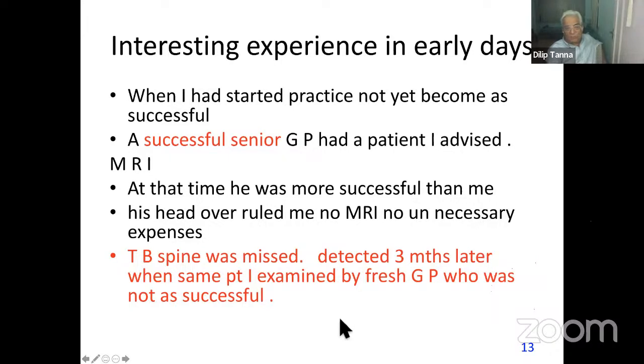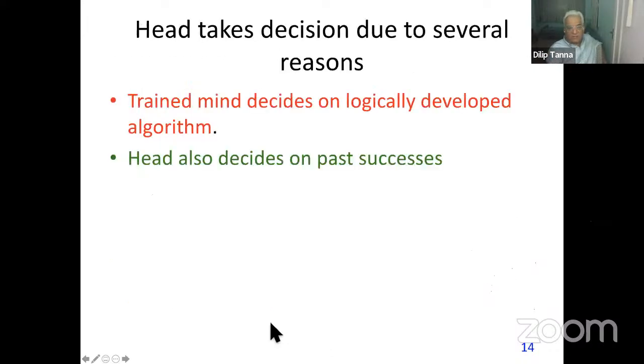So TB spine is one entity where very early you can detect, where in the MRI, all you see is the end plate, there is some inflammation. And this is all that is there. And if it fits in with the symptoms of the patient, then it is tuberculosis.